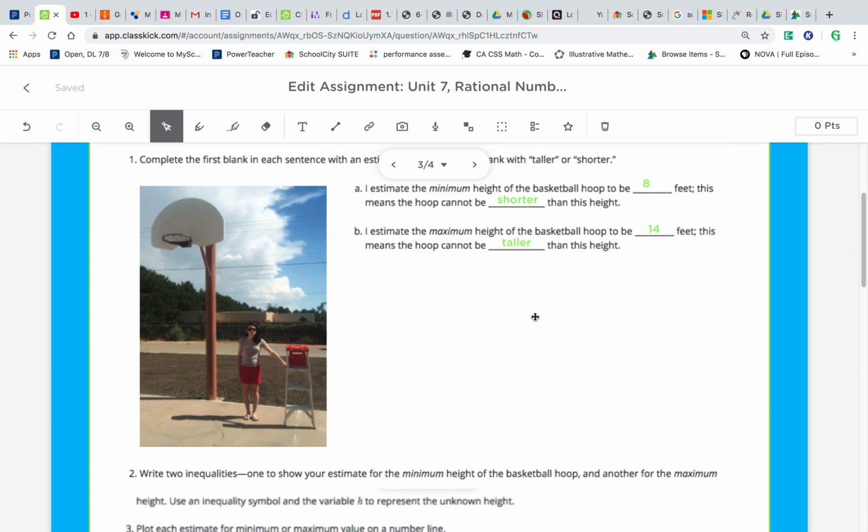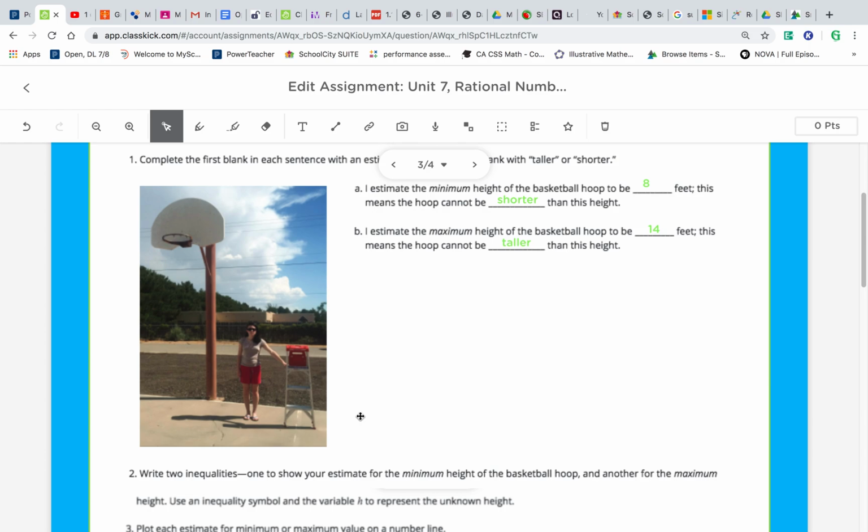All right. So for number 2, it says to write two inequalities, using the symbols, which you're going to see in a little bit. One to show your estimate for the minimum height of the basketball hoop, which we describe here, and another for the maximum height described here. Use an inequality symbol and the variable h to represent the unknown height.